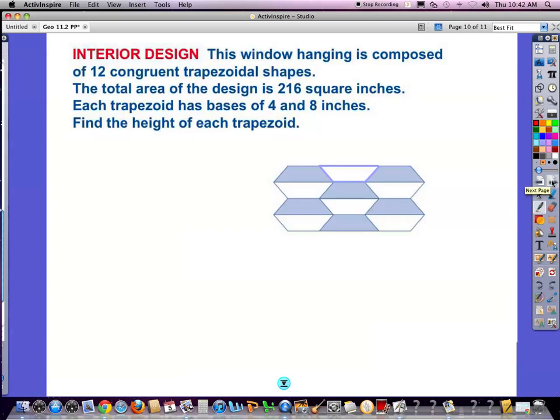All right, this window hanging is composed of 12 congruent trapezoidal shapes. The total area of the design is 216 square inches. Each trapezoid has a base of 4 and 8 inches. So each one of these little ones has a base of 4 and 8. Okay, find the height of each trapezoid. Now once again, it's not the slant here, it's actually how tall that is that I'm looking at. So once again, it's similar to the problem right before this.